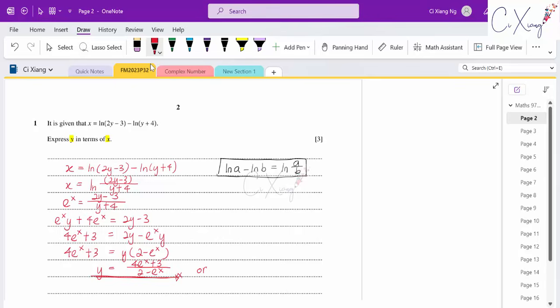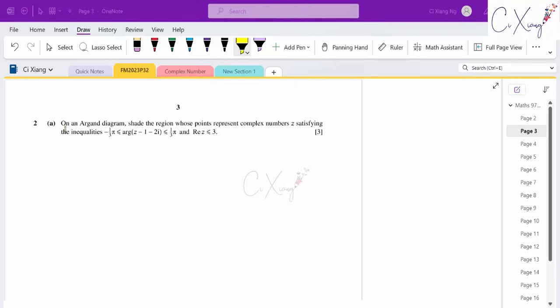Some students, if they shift the terms in the opposite direction to what I show here, will get an answer that is negative (4e power x minus 3) divided by (e power x minus 2). Basically these two answers are the same. If you are shifting the terms to the opposite direction from mine, your answer might look something like this. Both answers are the same and they are both correct. So this is how we answer question number 1.